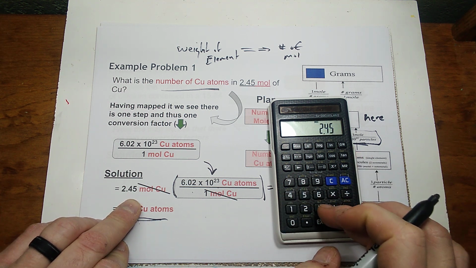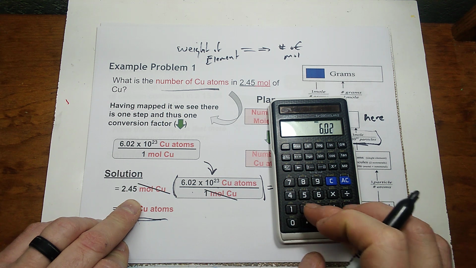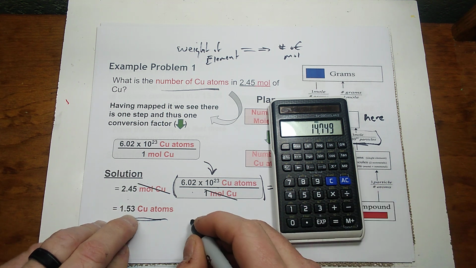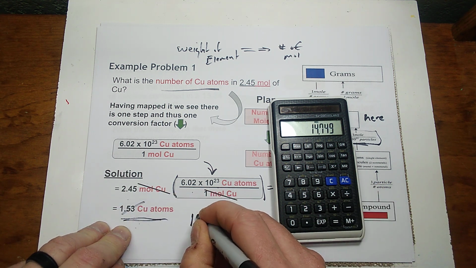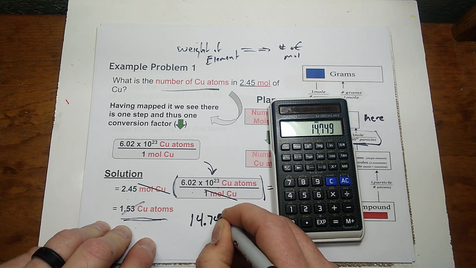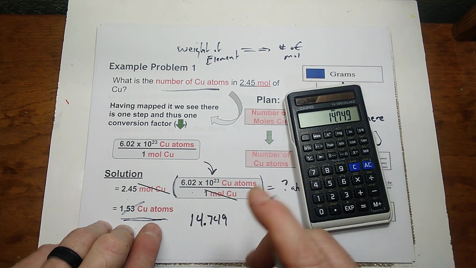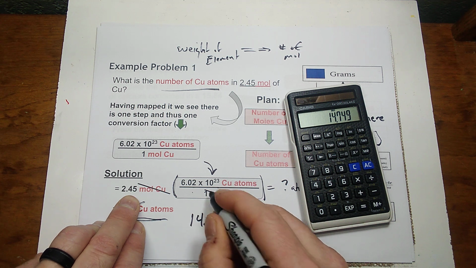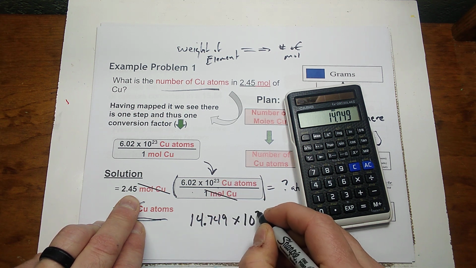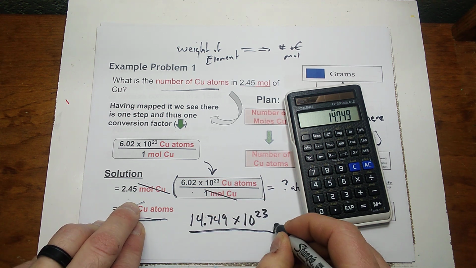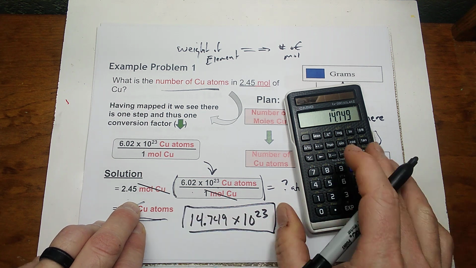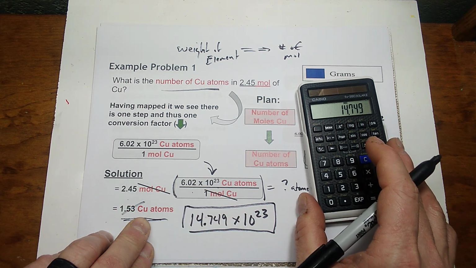2.45 times 6.02 equals... okay, it looks like I made a mistake here. It's 14.749 that I get just by multiplying those numbers, and I can just bring this back down, times 10 to the 23rd. So I can say that is my answer for the Cu atoms.